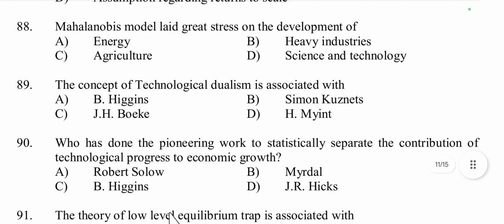Then question number 89. The concept of technological dualism is associated with Benjamin Higgins. Benjamin Higgins introduced technological dualism to describe the coexistence of modern and traditional technologies in developing economies.